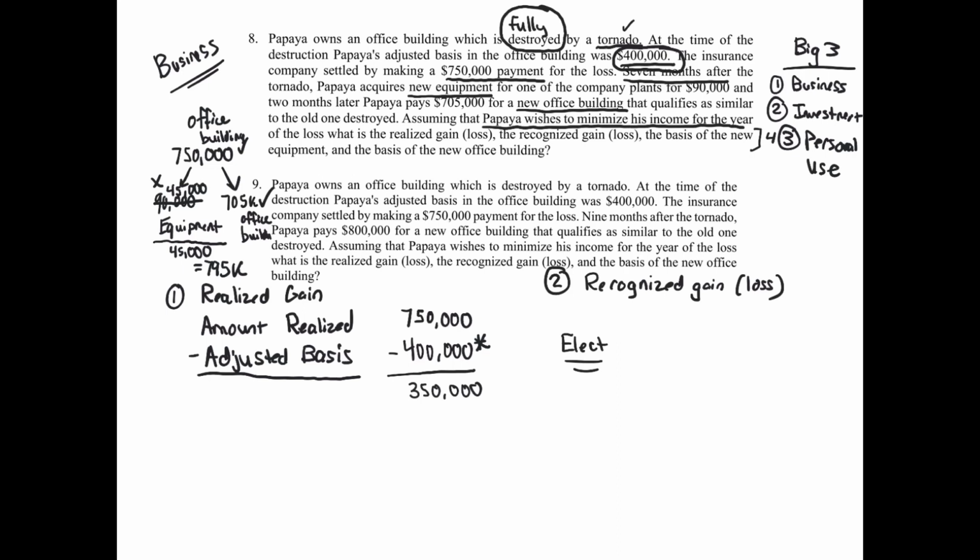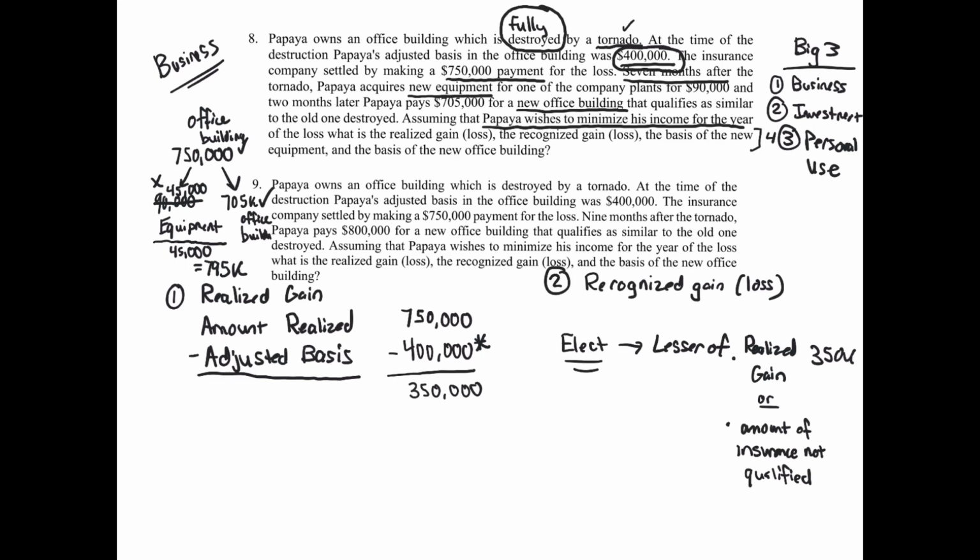So the rule is, right, if we elect, we're not going to recognize all 350, but it has to be the lesser of the realized gain. We calculate the realized gain is $350,000. Or the amount of the insurance proceeds not used on qualified property, which here again is $45,000.